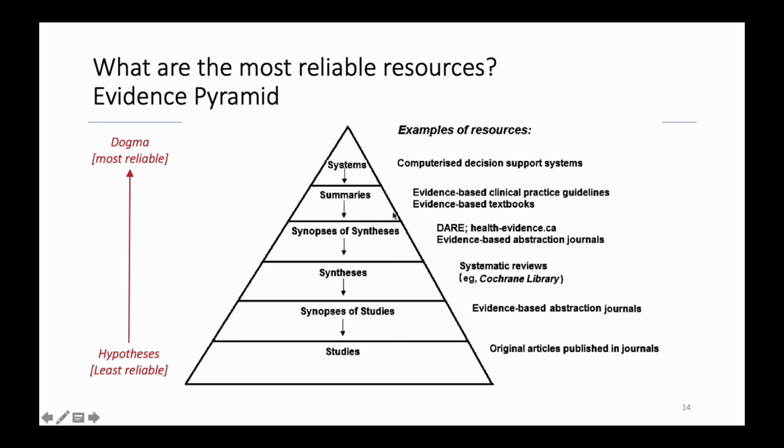But below that, and actually we don't have that many decision support systems, we have summaries, which are textbooks. So our textbooks, we have many that are available in the library. They really have the state-of-the-art understanding of what the issues are.